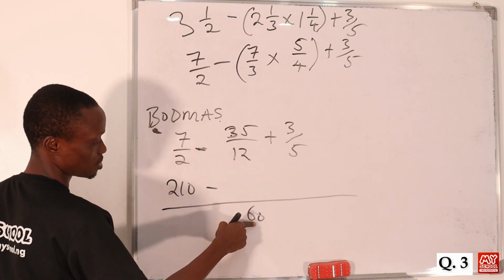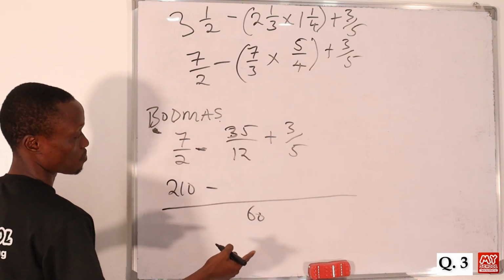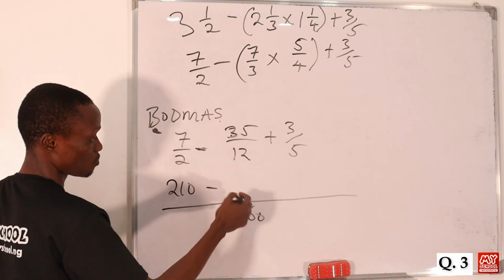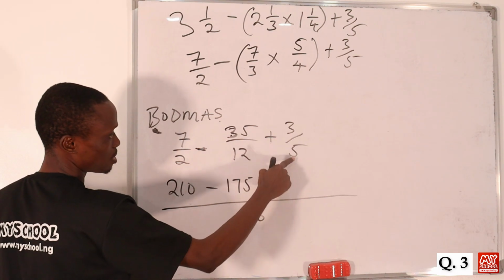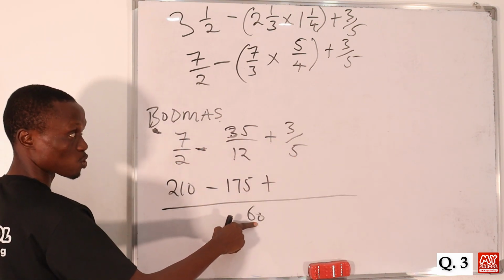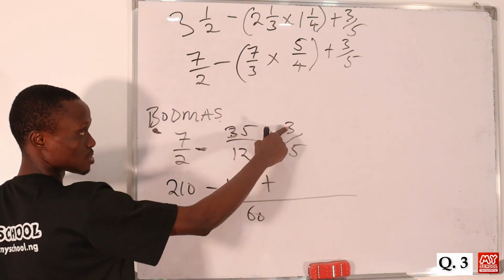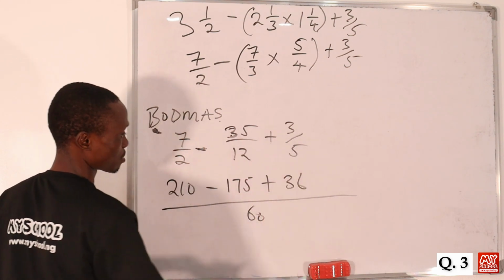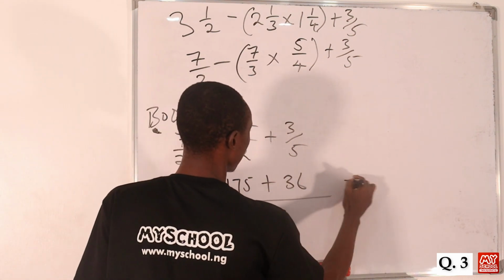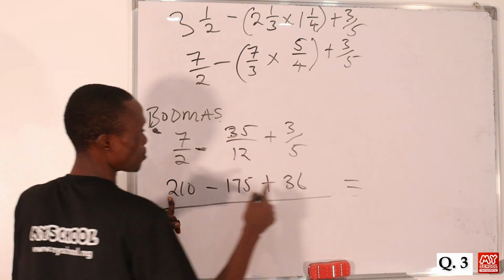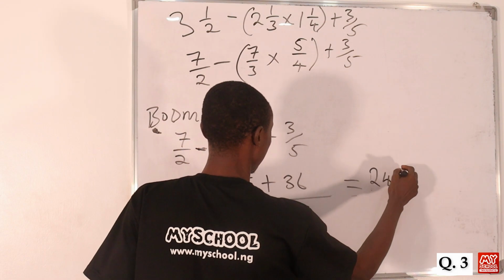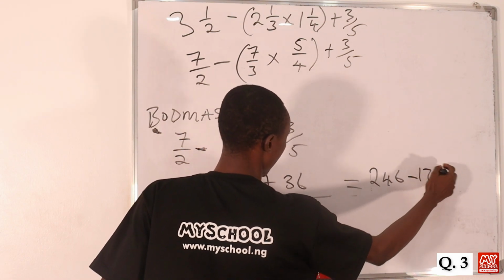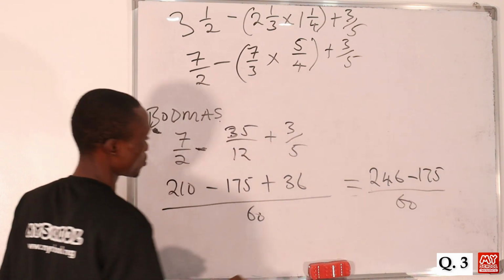So 12 into 60 is going to give us 5. And 5 times 35 is going to give us 175. Okay, then plus. Then 5 into 60 is going to give us 12. And 12 times 3 is going to give us 36. Okay, so let's tidy this up. So we just add these two, and that will give us 246, then minus 175 all over 60.